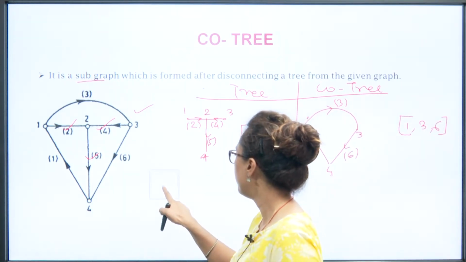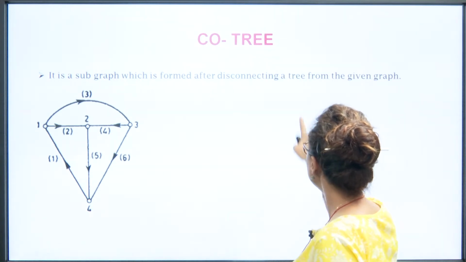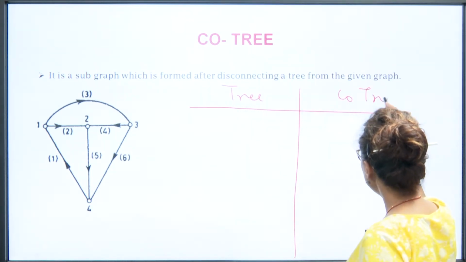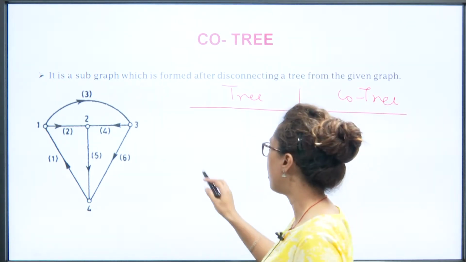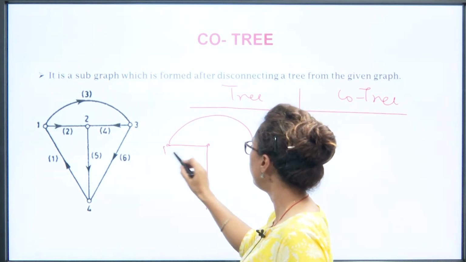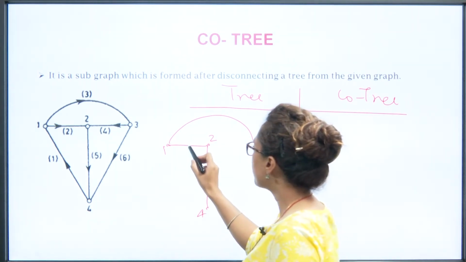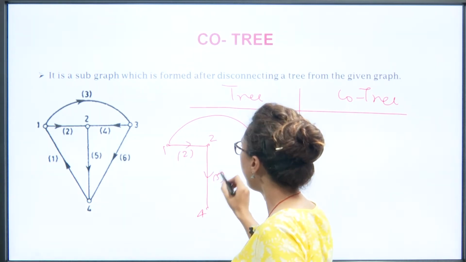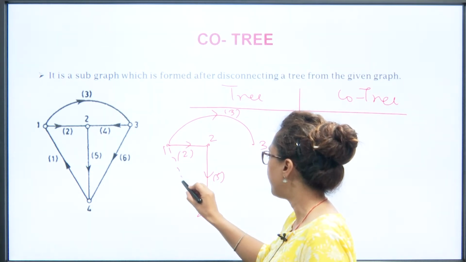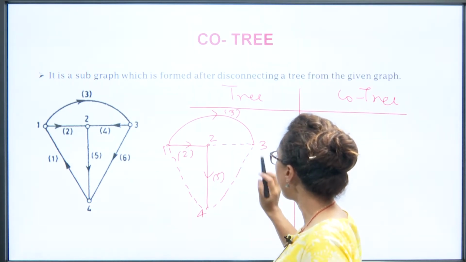Similarly, if we take another tree, there is a way to make a tree and a co-tree on the same graph, which can be shown here. Suppose we are taking this tree, 1, 2, 3, 4. All the nodes are connected and there is no formation of any closed loop, right. So this is a tree which is containing branches 2, 5 and 3, right. The branches left will be shown by dotted lines, or we can say broken lines, right. It shows the branches of the co-tree, which are not considered in the tree, shown by a dashed line, which is called the co-tree, right.